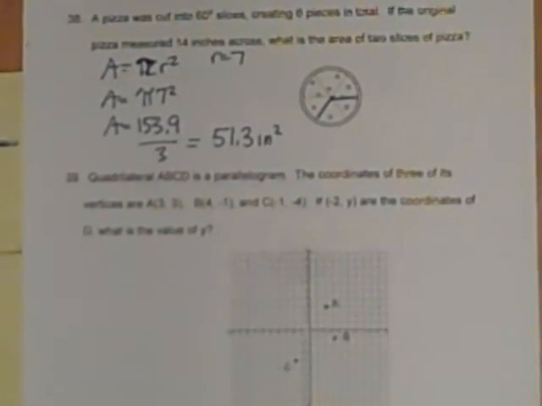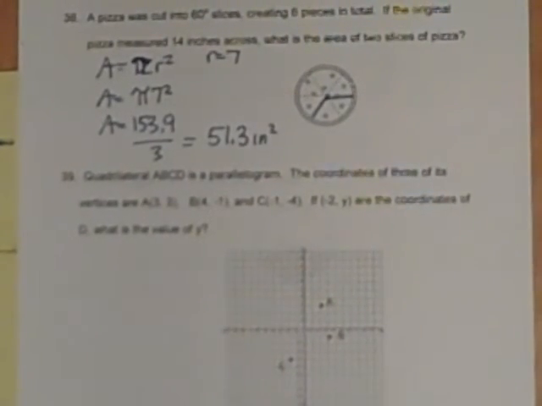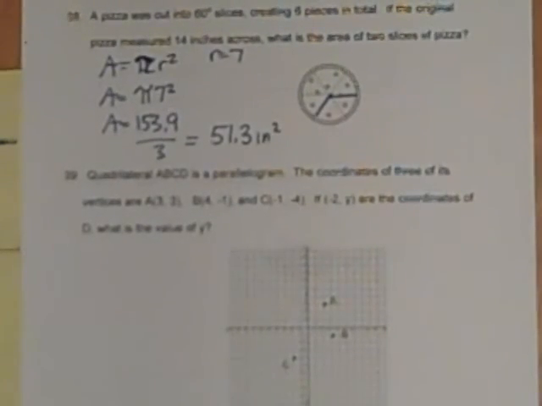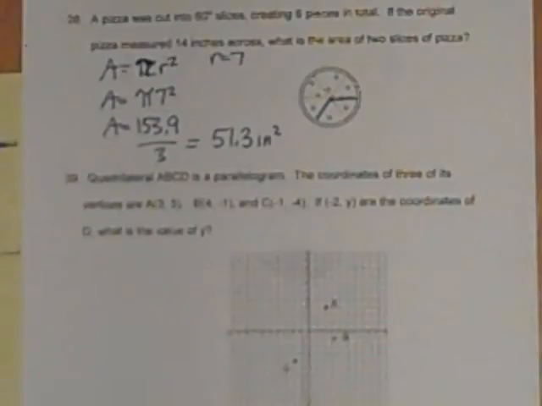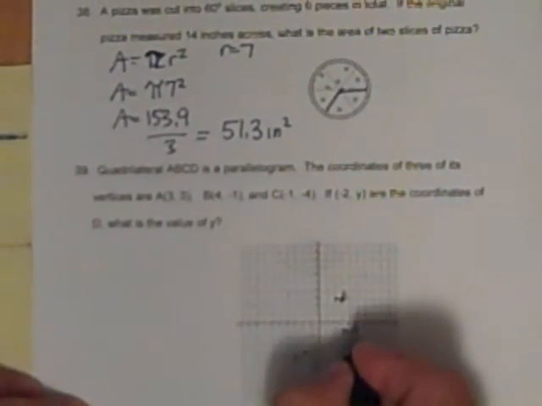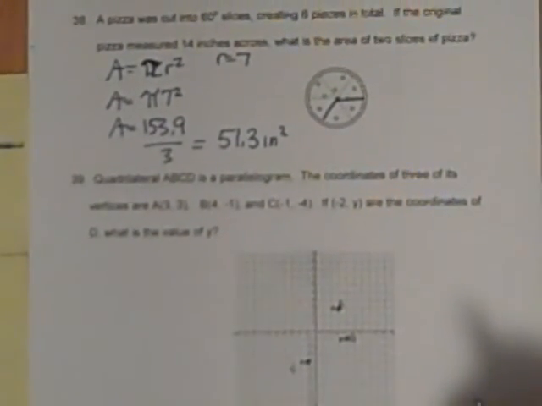And that's it. 39. Quadrilateral ABCD is a parallelogram. The coordinates of 3 of its vertices are 3, 3, 4, -1, and -1, -4. Okay. The picture's a little messed up here. We need to move this over 1. We need to move this one over 1 and this one over 1. They all got missed. Okay.